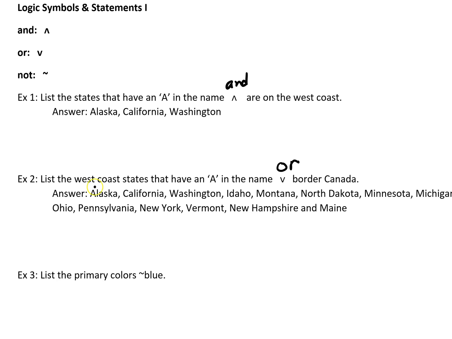Altogether, the answer to this is Alaska, because it does border Canada and it is a West Coast state that has an A. California, because it's a West Coast state that has an A. Washington, it's a West Coast state that has an A and it happens to border Canada. Idaho, because it borders Canada. Montana, North Dakota, Minnesota, Michigan, Ohio, Pennsylvania, New York, Vermont, and New Hampshire, and Maine, because all of those are West Coast states with an A in them, or they border Canada.